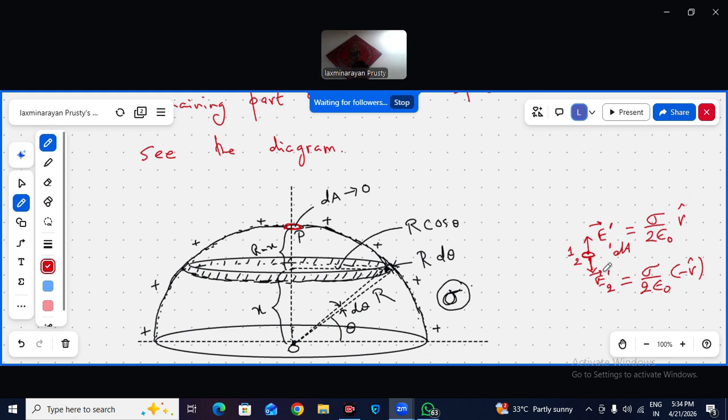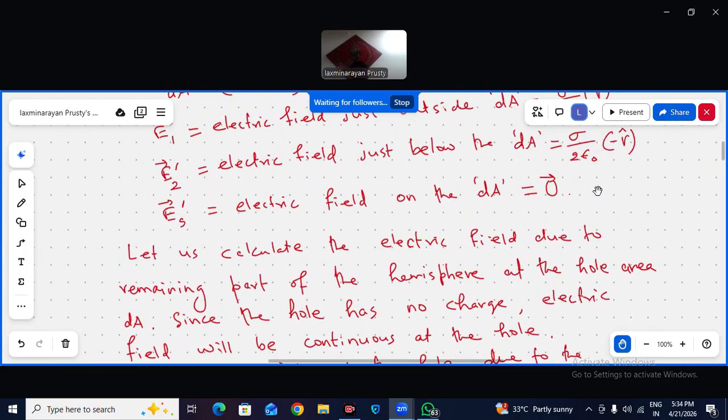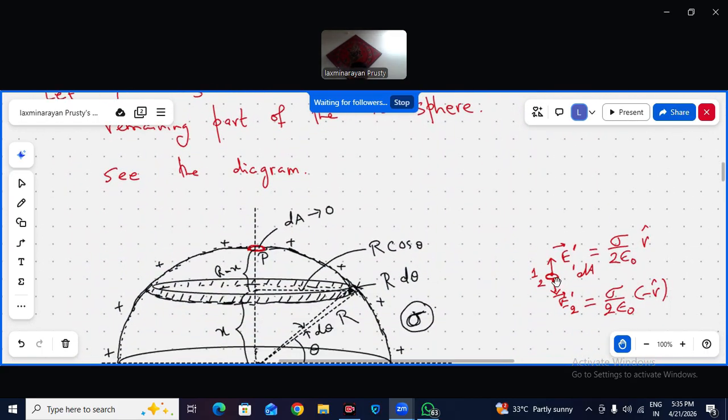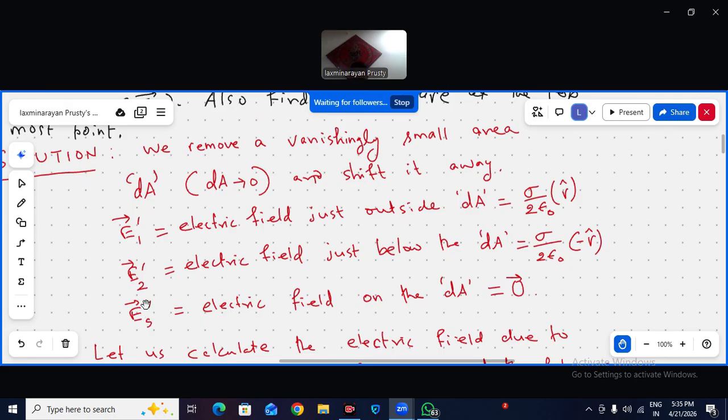जो डैश है that is for the dA and double dash will be given for the remaining part of the hemisphere. I'll come to that later. Okay. और सरफेस में क्या फील्ड रहेगा? ES dash, dash means due to the dA on its own surface, zero field. Already you have seen field at the center of the area will be zero, so that is zero field. ये तीनों ध्यान में रख लो, E1 dash, E2 dash, ES dash, all three vectors written.